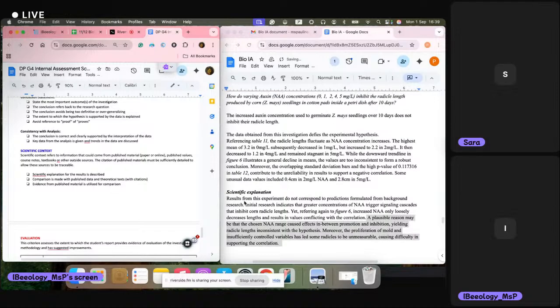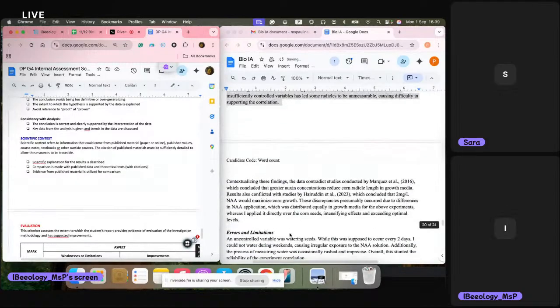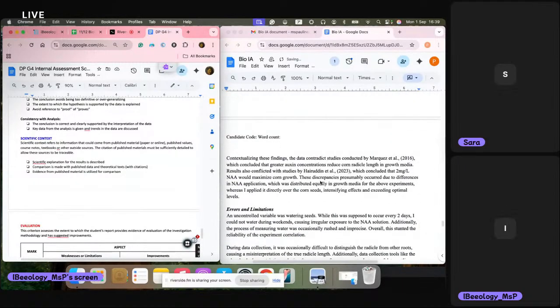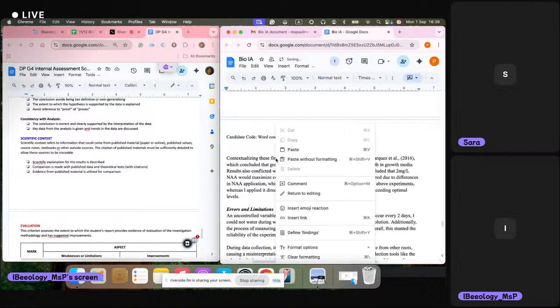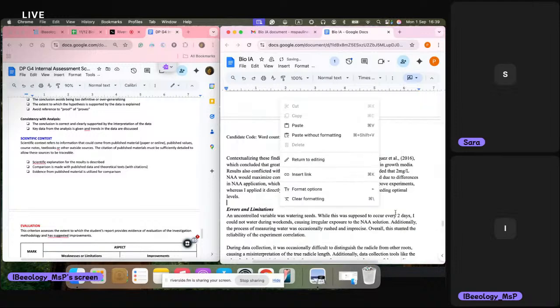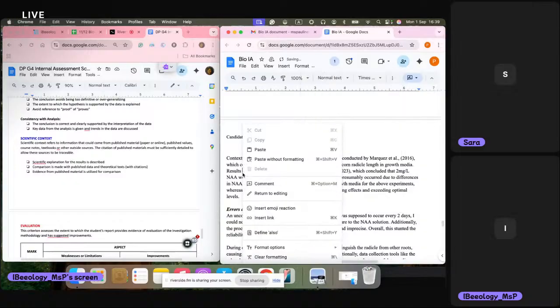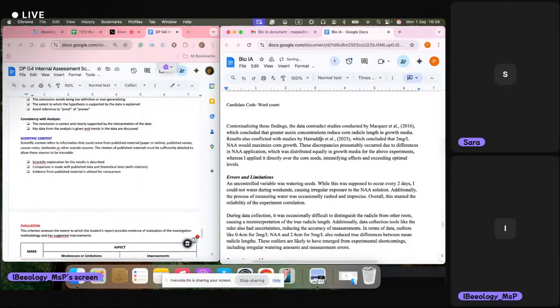So the scientific explanation of the results is described. Comparison is made with published data. There's no comparison with the published data. Oh wait, a second. Here. Okay, it says here contextualizing is fine. The data contradicts studies by Margaret, which concluded the greater auxin. Okay, so there's a kind of comparison.